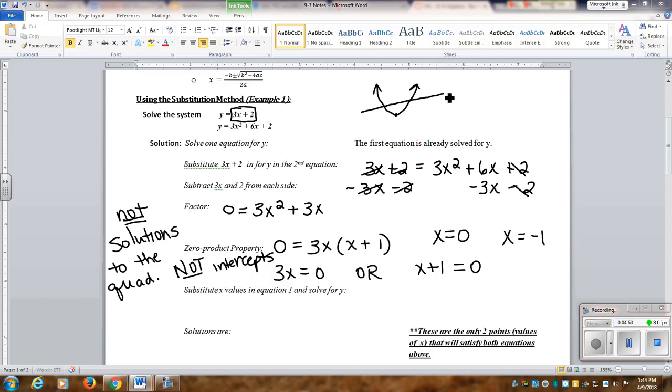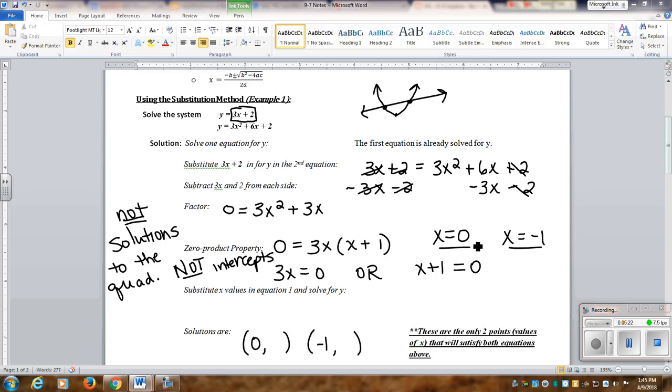where this line and this parabola intersect. So this time my solutions are the x values of those 2 points, those 2 random points. They're the x coordinates of those 2 points. So right now, here's what I've got. My solutions are 0 something and -1 something. And that's all I have at this point.